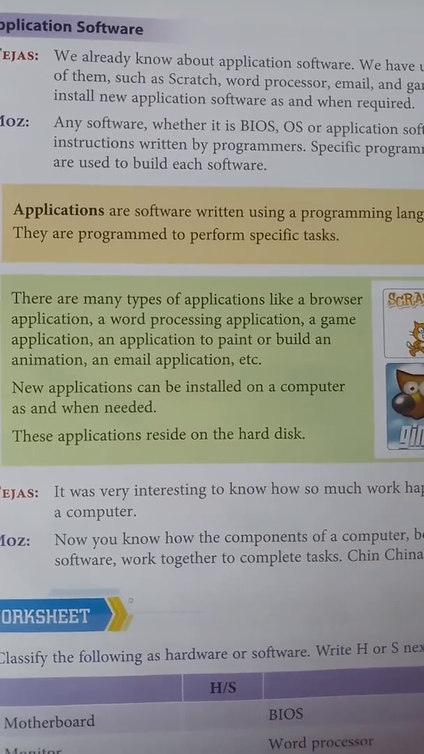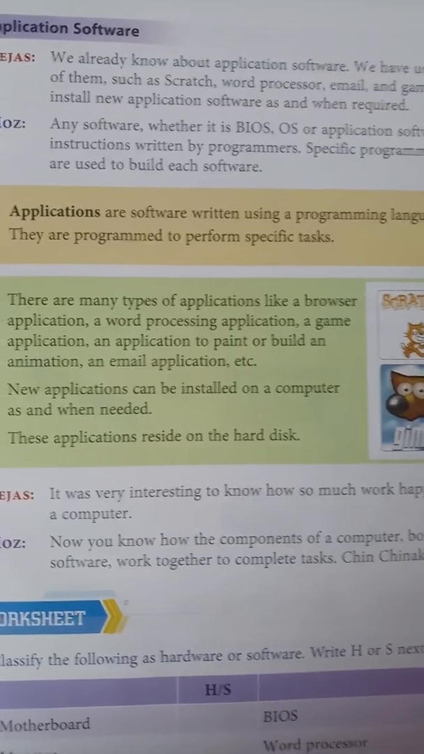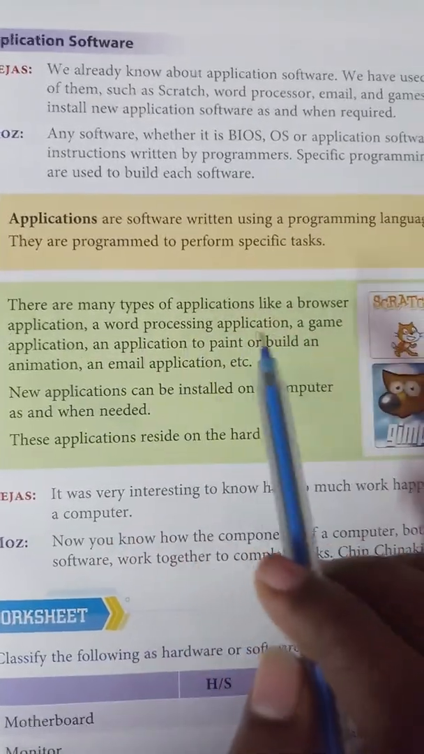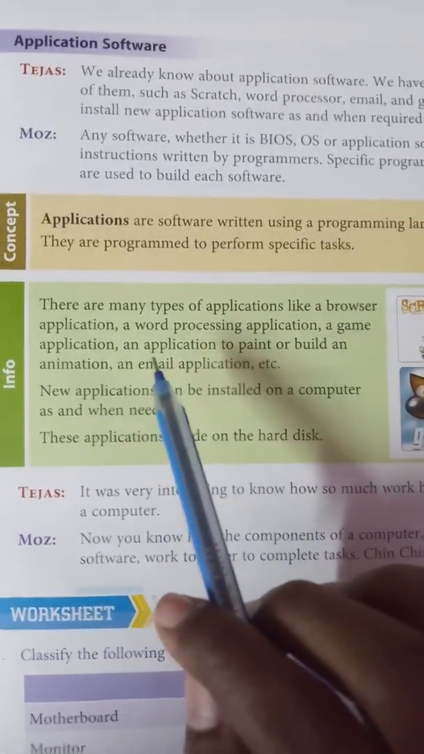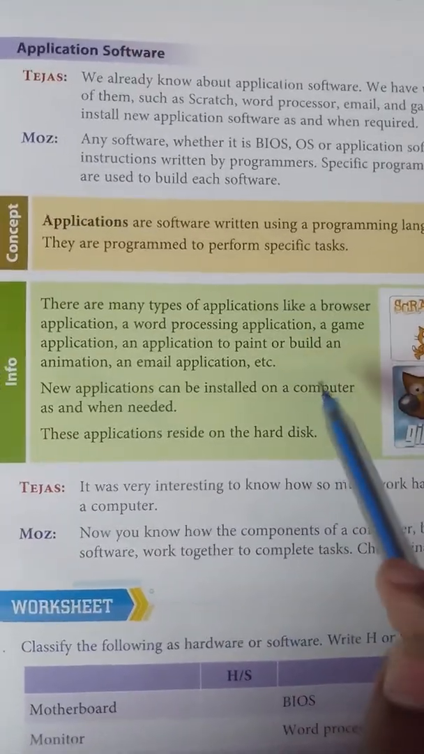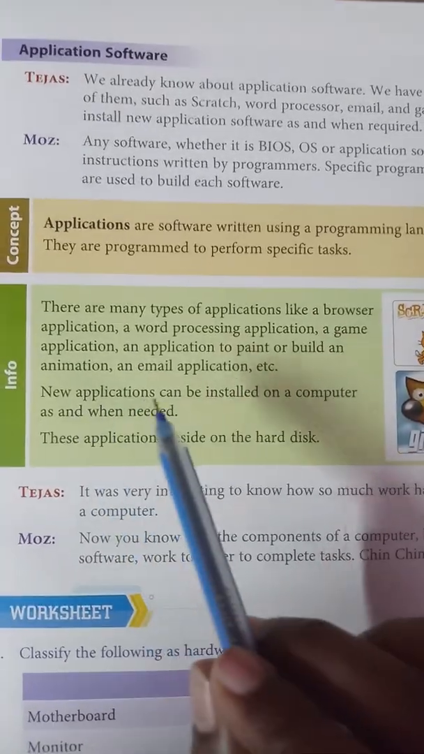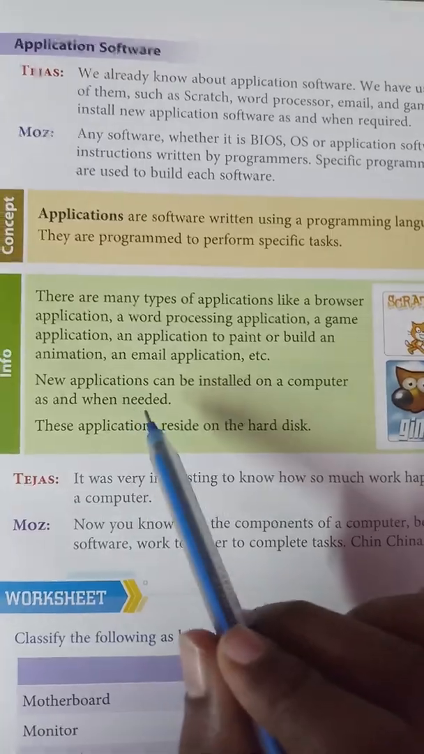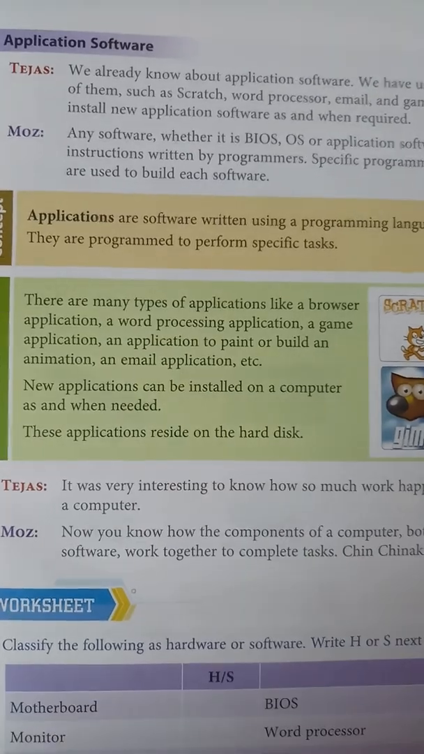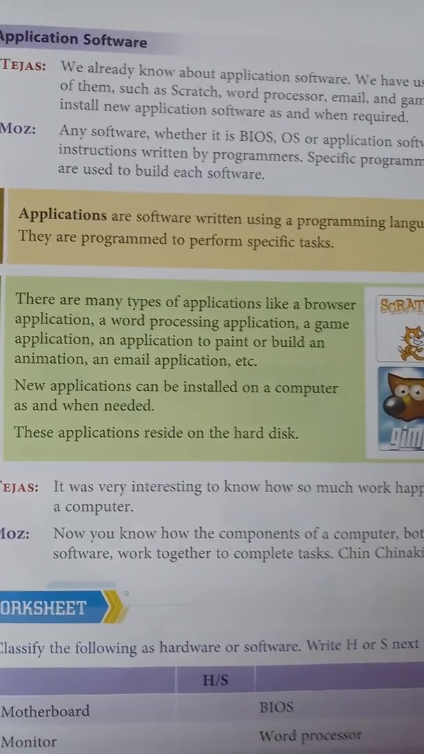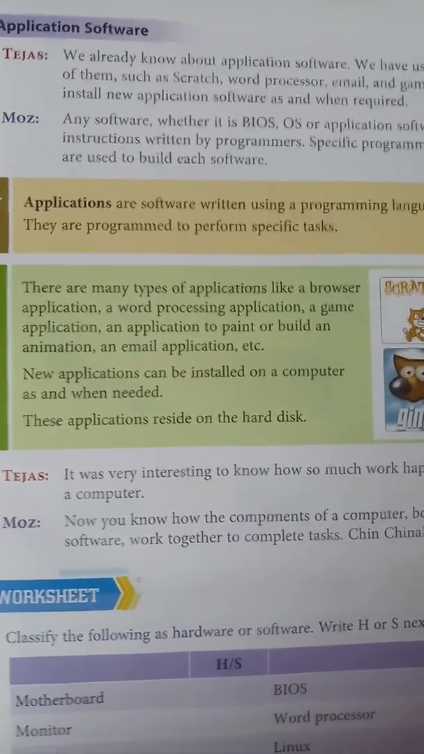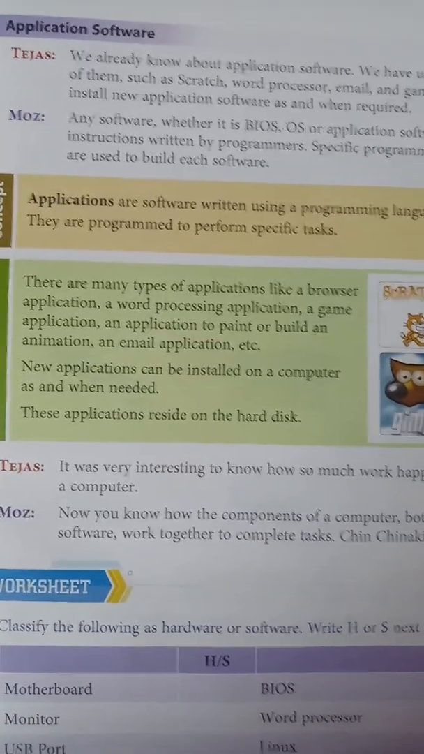They can do many tasks also. There are many types of applications like a browser application, a word processing application, a game application, an application to paint or build an animation, an email application, etc. So these are some examples of software applications. New applications can be installed on your computer as and when needed. So when you need software, you can install it on your computer. These applications reside on the hard disk. Okay. So your second unit is completed. Thank you.